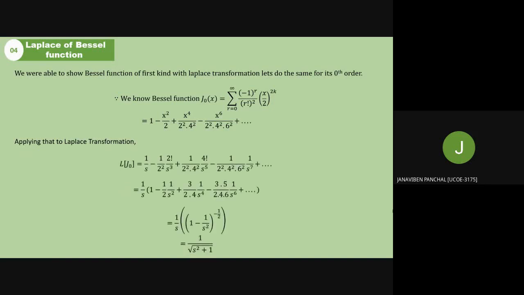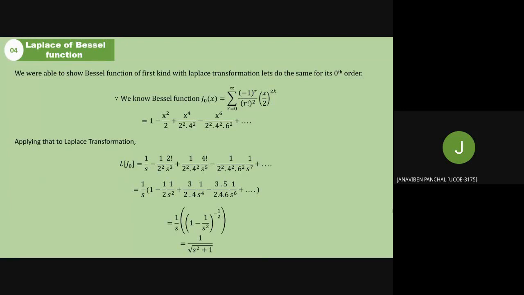Now here J naught x is nothing but the Bessel function of order 0. So basically we are saying that for n equals to 0, we are getting the solution J naught of x equals to 1 minus x square by 2 square plus x raised to 4 by 2 square into 4 square minus x raised to 6 by 2 square into 4 square into 6 square, and we'll continue that. Now we'll be applying the Laplace transformation on this equation. By applying the Laplace transformation, with linear property, we can write it as Laplace of 1 minus Laplace of x square by 2 square plus Laplace of x raised to 4 by 2 square into 4 square.